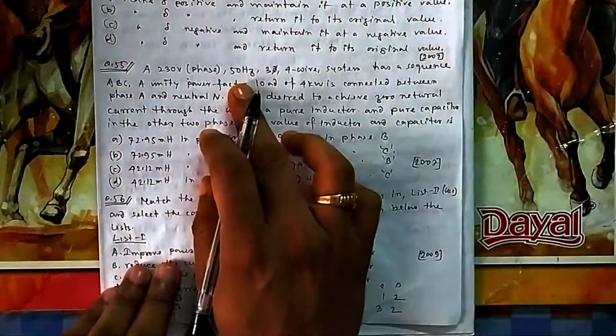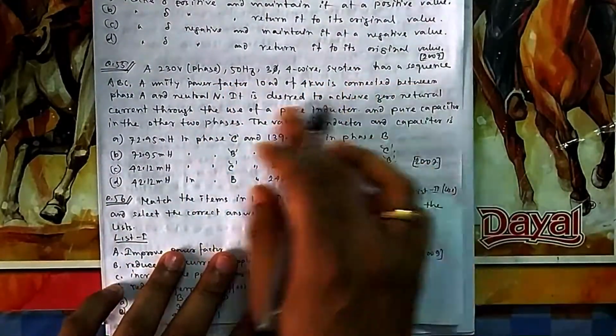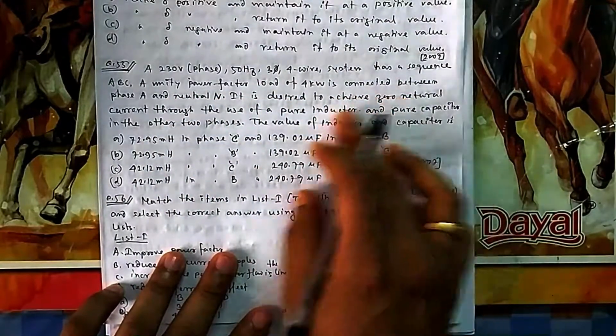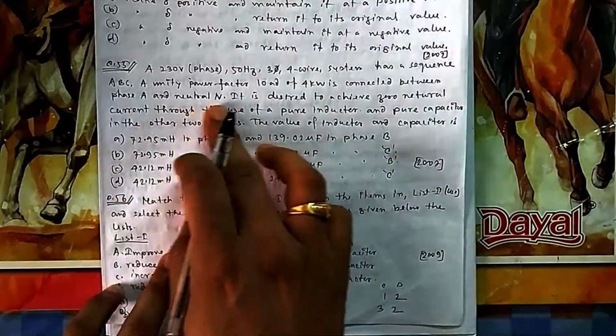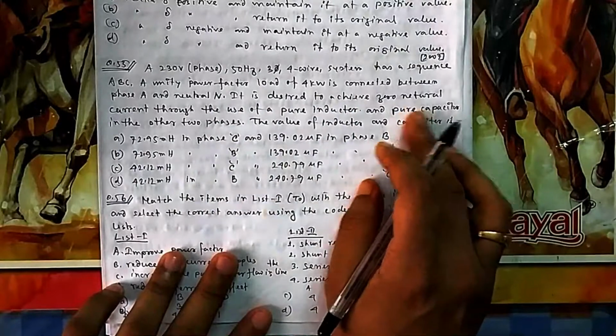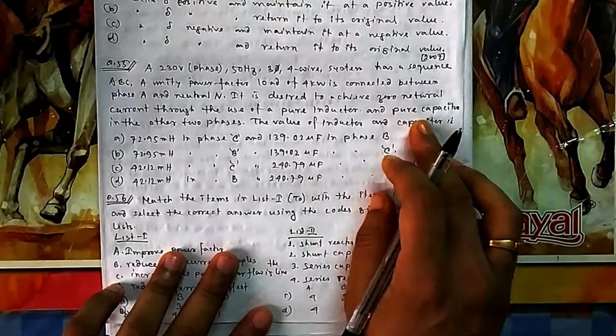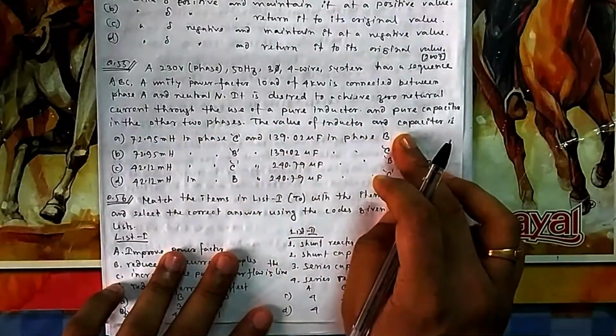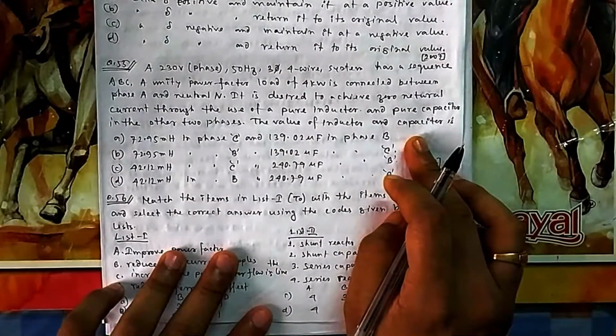A 230 volt, 3 phase, 50 Hz system has the sequence ABC. A unity power factor 4 kW load is connected between phase A and neutral. It is desired to achieve zero neutral current through the use of pure inductors and pure capacitors on the other two phases. Find the values of the inductors and the capacitors.